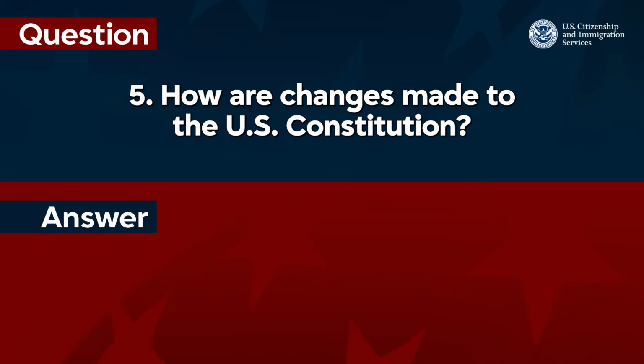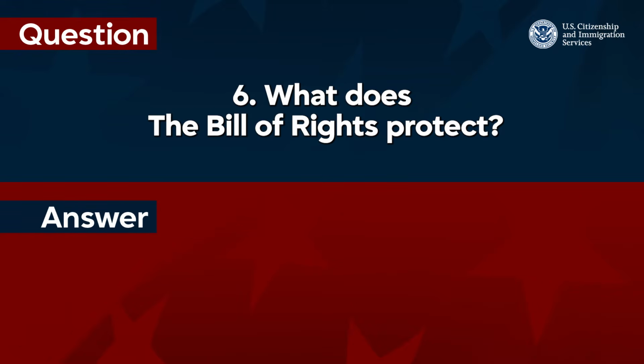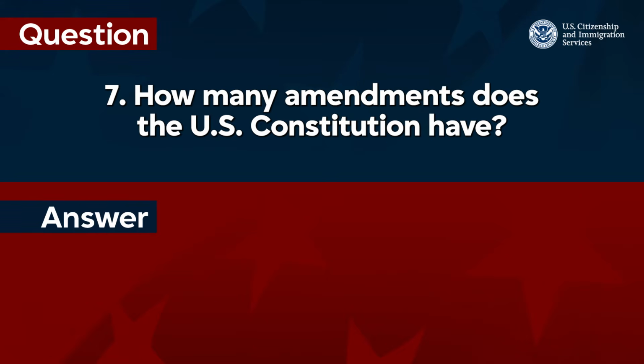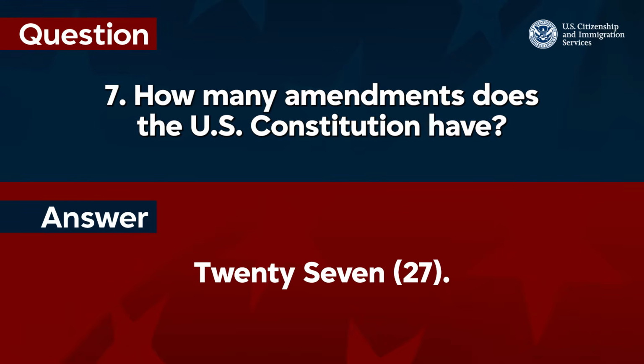How are changes made to the U.S. Constitution? Amendments. What does the Bill of Rights protect? The basic rights of Americans. How many amendments does the U.S. Constitution have? 27.